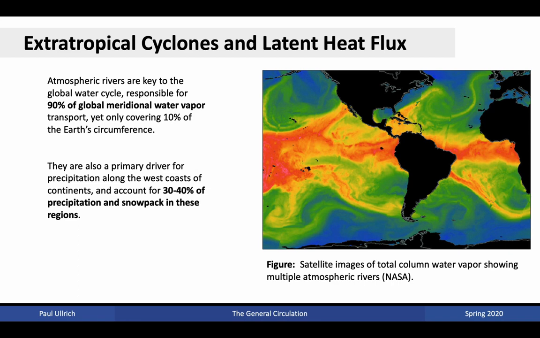The image on the right here, coming from NASA, shows total column water vapor. In this image, we can see multiple atmospheric river events, including one that is impacting California, one that's impacting England, one that's stretching through the South Atlantic, and another one which is impacting Patagonia in South America. Often, many of these events are present on the Earth's surface at any time, but they're particularly prominent in the winter season of these hemispheres.